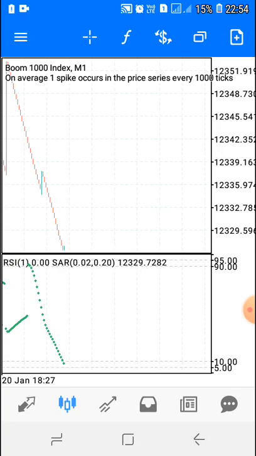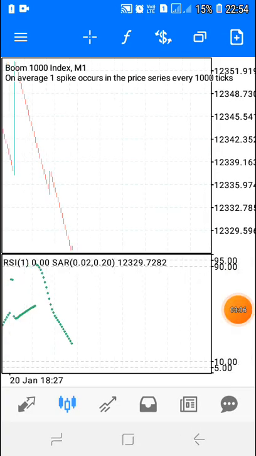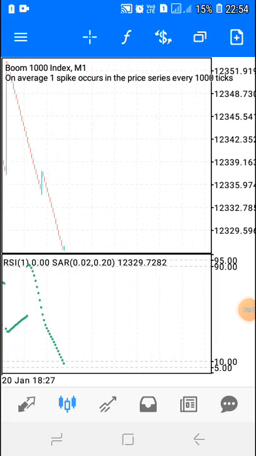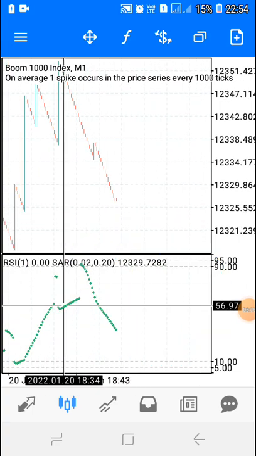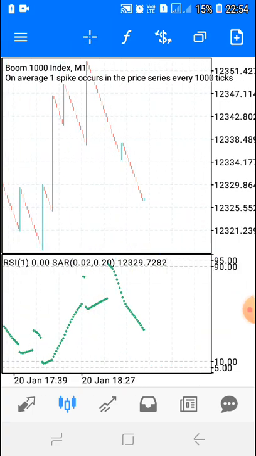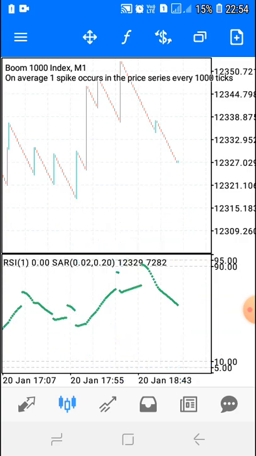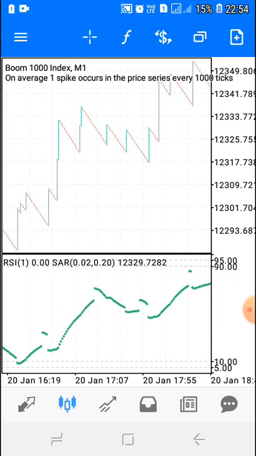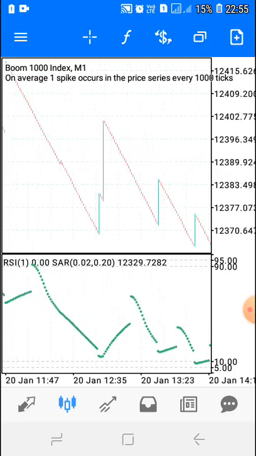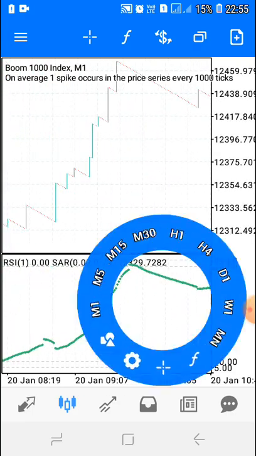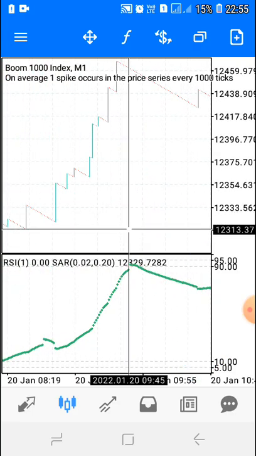Okay, so what we can do with this strategy is we can actually use the strategy on its own. For example, every time the Parabolic SAR touches the 90 to 95 level, we can take a sell, right? So you guys can see over here we could have taken a sell. Right, over here we could have taken a sell easy, right?